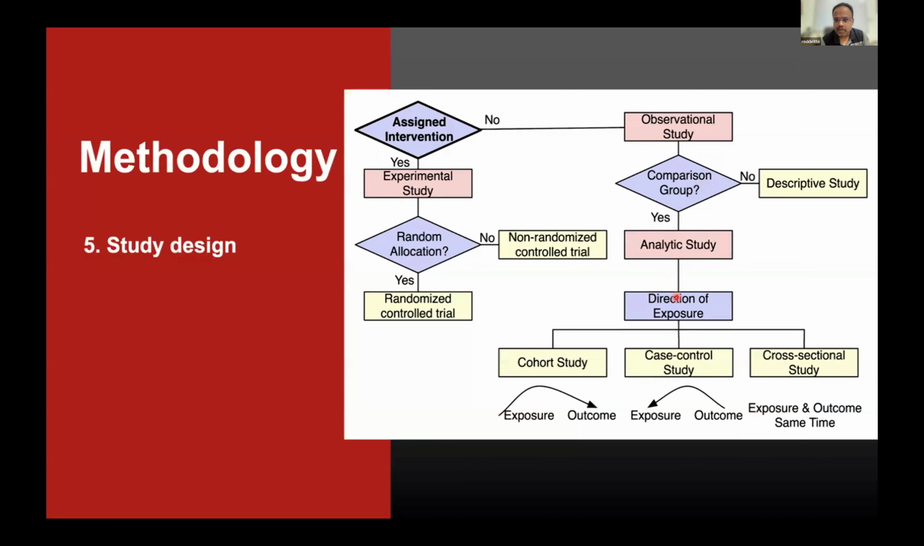And then you need to ask yourself the question, how are we going to measure the direction of the exposure? If you are going to measure both the exposure and outcome at the same time, that is a cross-sectional study. If you start from exposure and go to the outcome, that is a cohort study. If you start from outcome and go to the exposure, that is called a case control study. This is the algorithm for the study design.